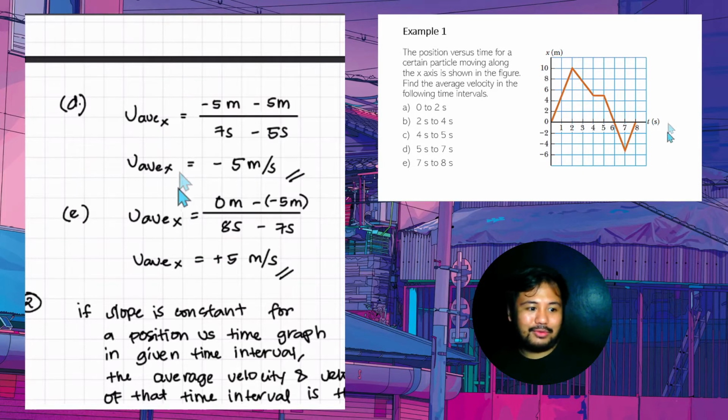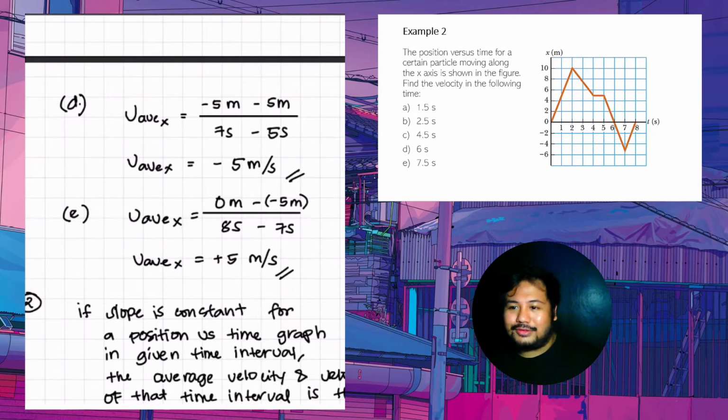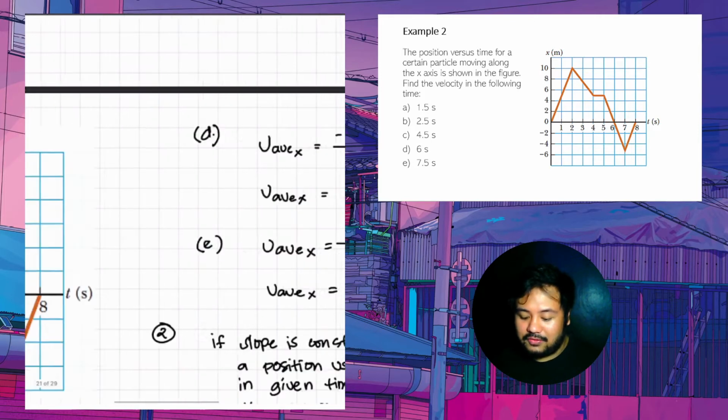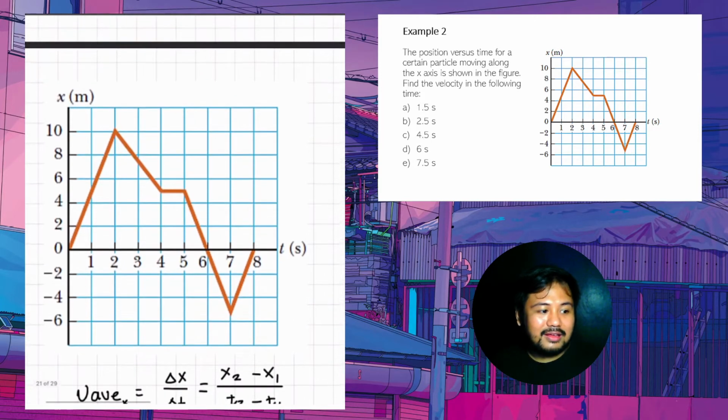This example number 1, we could extend the question. Okay, so let's have this example number 2. Same graph. The position versus time graph for a certain particle moving along the x-axis is shown in the figure. Again, this figure again. Okay, find the velocity in the following time. So velocity, and then number 1 is average velocity. When we say velocity, it should be understandable that we are pertaining to instantaneous values.